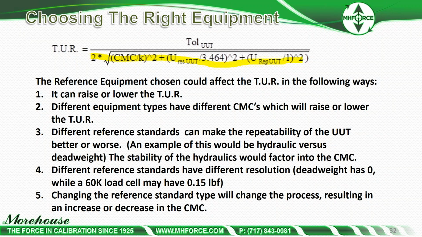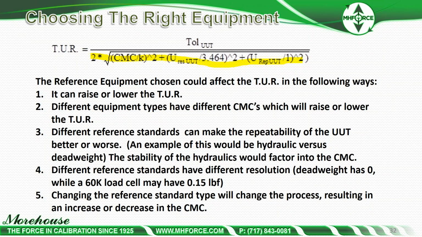Different reference standards have different resolutions. So dead weight has 0. We're not using a secondary standard or load cell. Well, a 60K load cell may have 0.15. Well, that 0.15 goes into the CMC. Changing the reference standard type will change the process, resulting in an increase or decrease in the CMC. So we're talking about this.